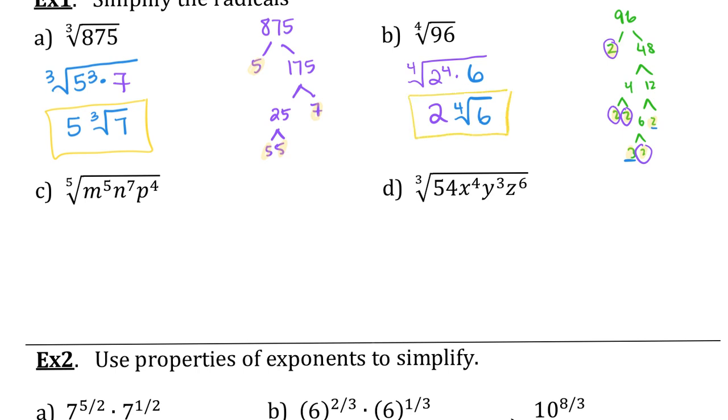Now what about when we have variables? Let's remind ourselves. If I have the fifth root of m to the fifth, I know that that cancels, so I'm going to go ahead and take the m out. Now if I have the fifth root of n to the seventh, since n to the seventh is more than n to the fifth, I can for sure take out an n. So I canceled out n to the fifth. How many n's are left? N to the second. Now p to the 4 is not as high as p to the 5th, so there's no way I'm going to take it out. So I'm going to leave my answer like that.